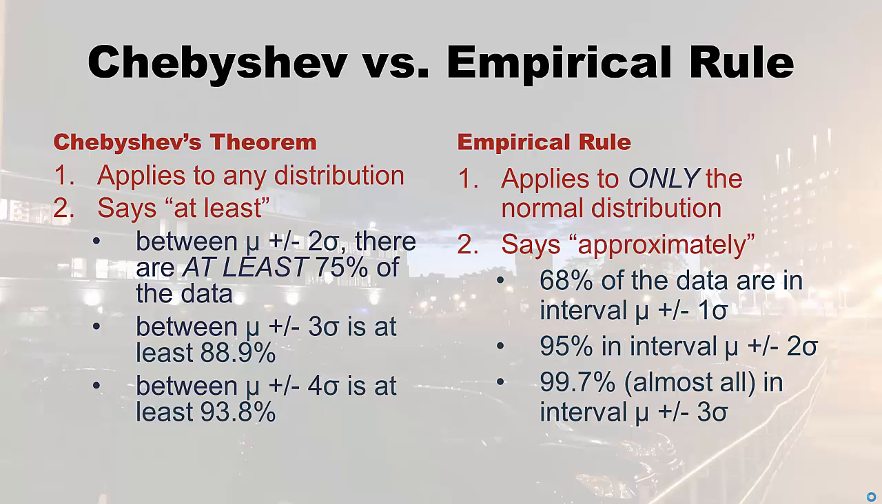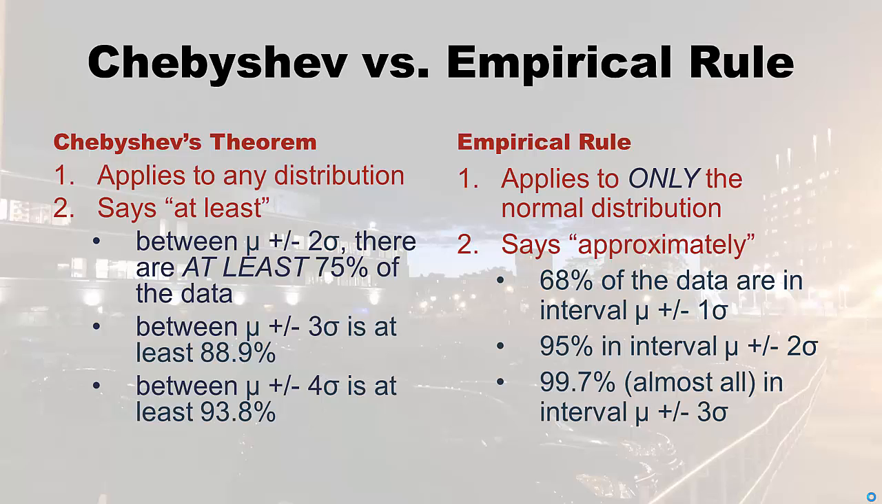The empirical rule is much more elite. It only applies to the normal distribution. And you'll see why, if you are lucky enough to get a normal distribution, you want to use the empirical rule instead of Chebyshev, okay? Because secondly, the empirical rule says approximately. It doesn't say at least. So it's saying basically not at least, it's saying about exactly this. So you can trust it. You don't have this unknown, like maybe 100% is in there.